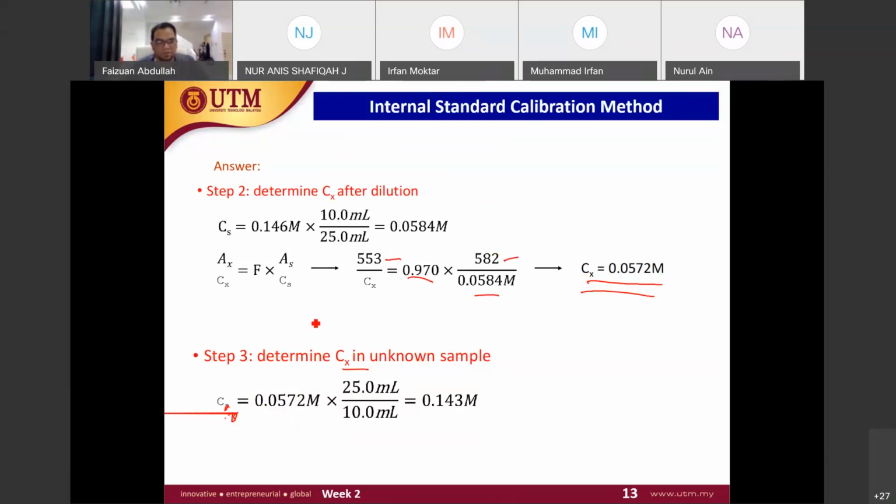For step 3, we determine the Cx in the unknown sample. So how? What is this? 0.0572 is the concentration of X after the dilution. And why do we straight away multiply by the volume 25 mL divided by 10 mL?